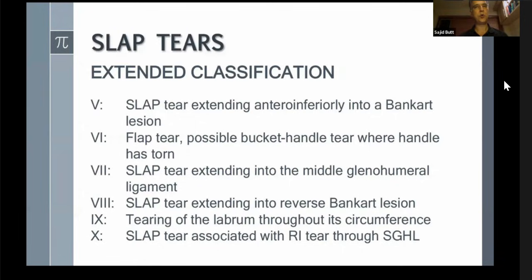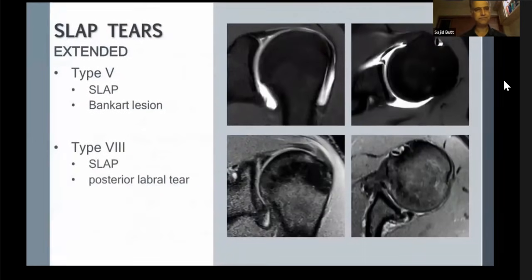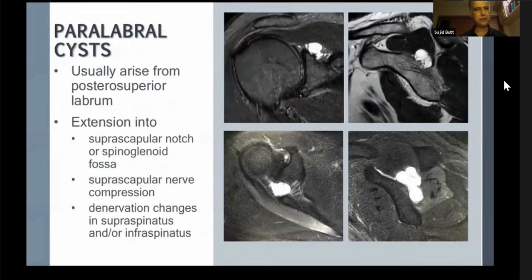Try and assess all the structures that I've described to you and report them separately. So don't worry if you did not label a type 7 slap. Doesn't matter. As long as you've told them that there is a tear of the biceps attachment and there is a reverse Bankart lesion, that's good enough for the surgeon. I'm sure they also don't know that this combination has been labeled as a slap 7, so don't worry about that. We'll miss that because we've already covered that bit.